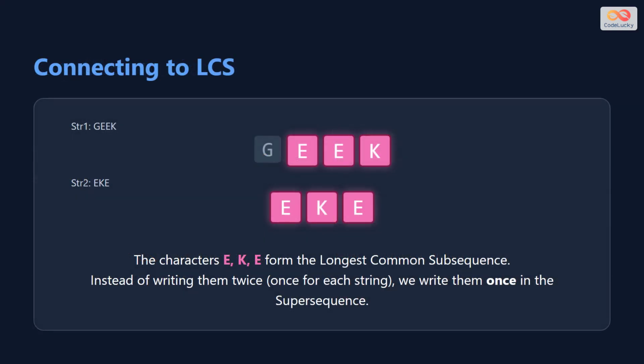Let's visualize this connection. With geek and eke, the longest common subsequence is E, K, E. When we build the supersequence, these three characters act as anchor points. We only need to insert the remaining unique characters around them.